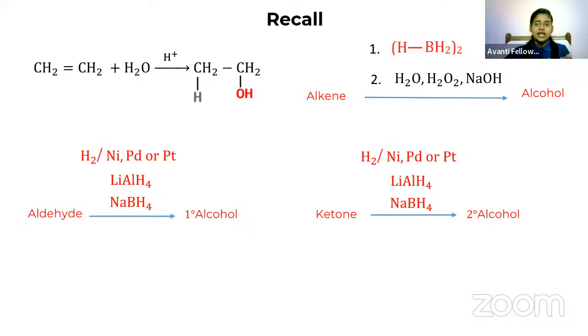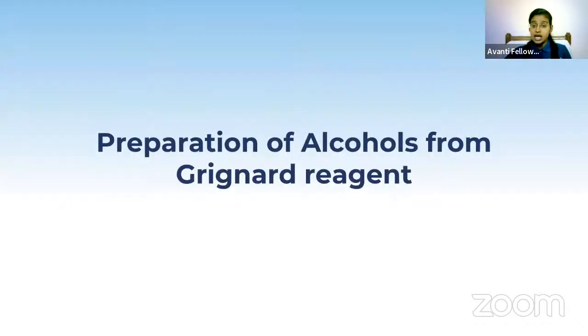Now the third method of preparation is from Grignard reagent, right? There were 3 methods and this is the last method: preparation of alcohols from Grignard reagent. So what is a Grignard reagent first of all? What is the formula for Grignard reagent? Can you guys give a try? Have you heard of this term before? Grignard reagent? JNB Vijayanagram students, what is the formula for Grignard reagent?